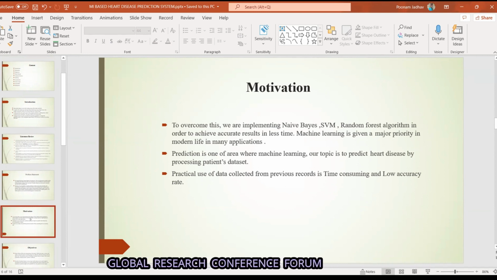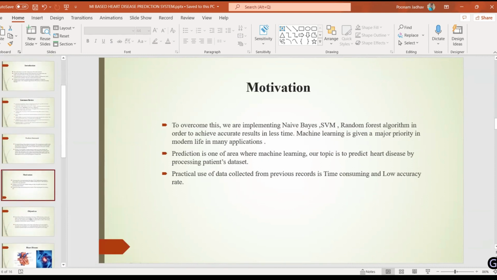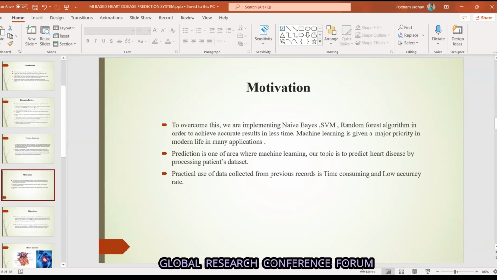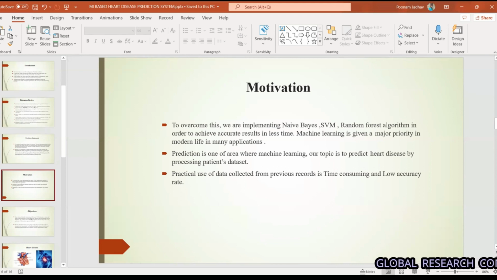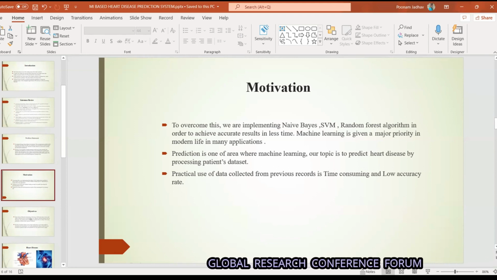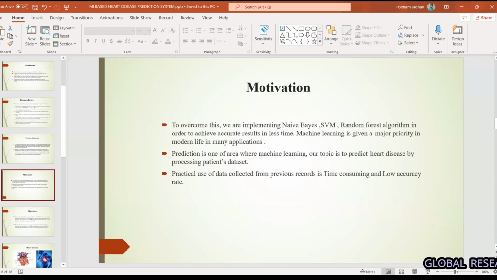Machine learning will be given major priority in modern life in many applications, and prediction is one of the areas of machine learning. Our topic is predicting heart disease by using a patient data set, with different data like BP, ECG graph, thalassemia, CP. These are the different factors we are using in heart disease prediction.